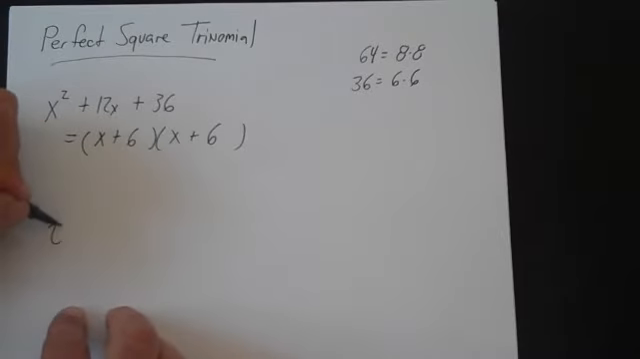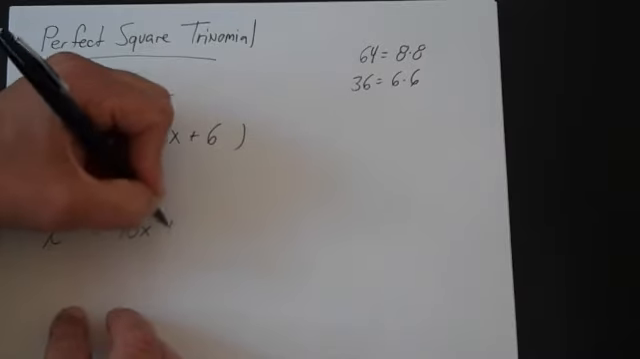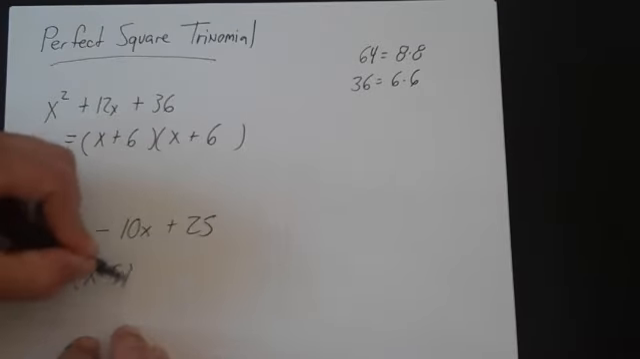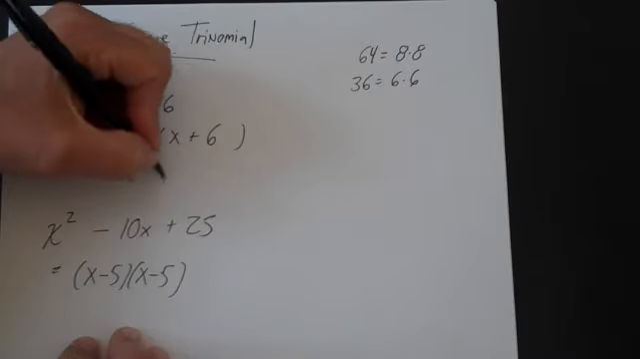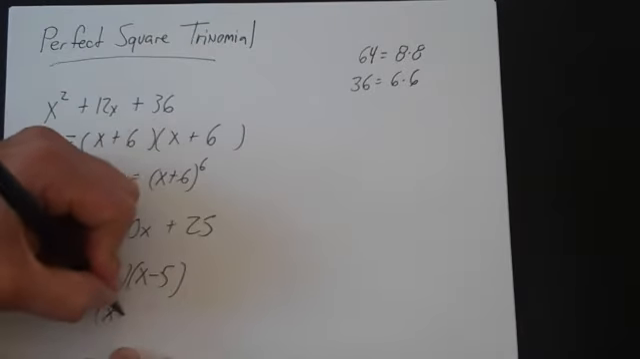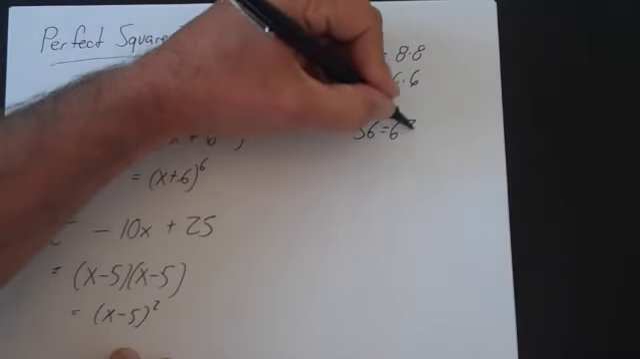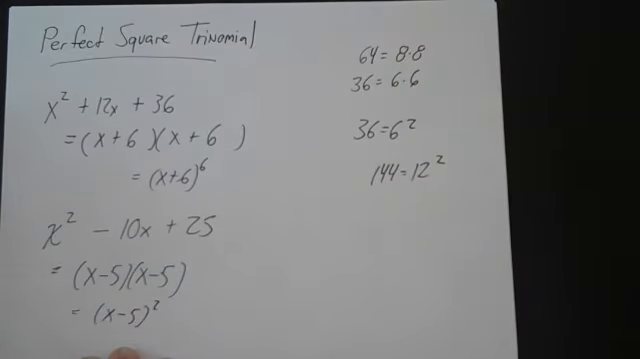And here's another example. X squared minus 10x plus 25. That's because x minus 5 times x minus 5 is x squared minus 10x plus 25. And you can write this as x plus 6 squared, and you can write this as x minus 5 squared. In the same way as you can write 36 as 6 squared, or 144 as 12 squared. And that's what a perfect square trinomial is.